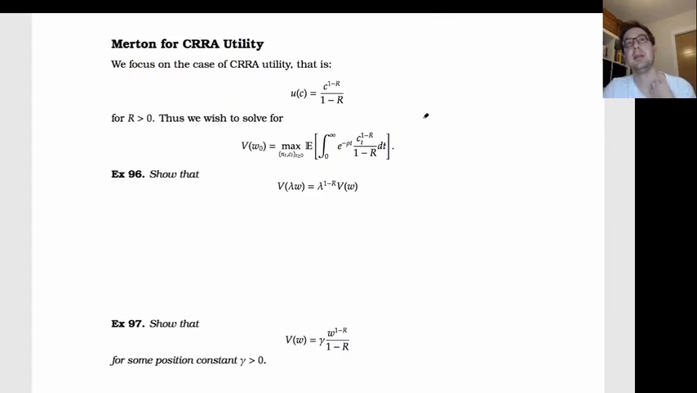Okay, so we can do a little bit of theory about that to explain why that is the right form for this type of problem, but for now, let's just say we're working with a utility function which looks like this, okay?